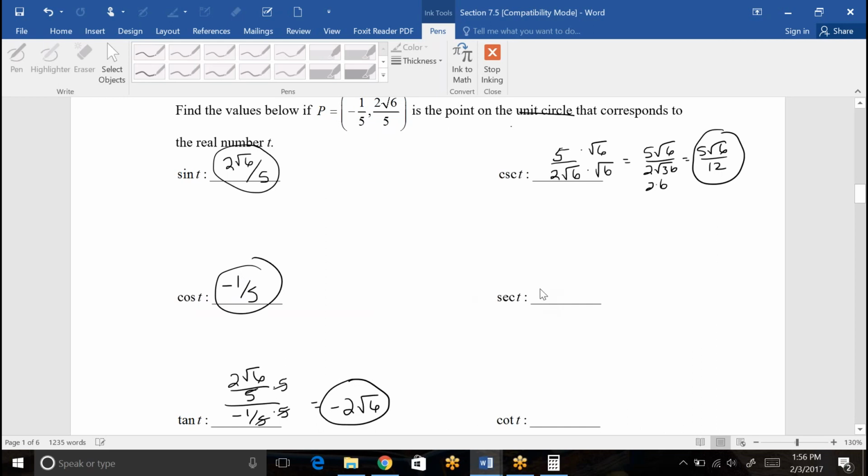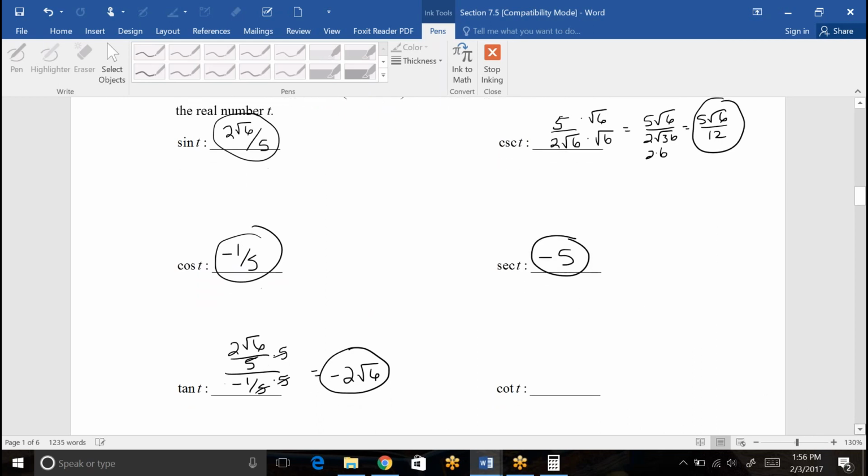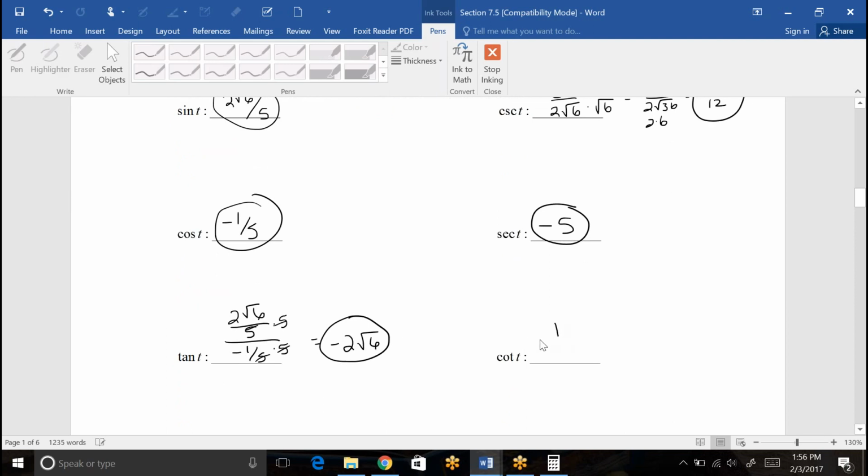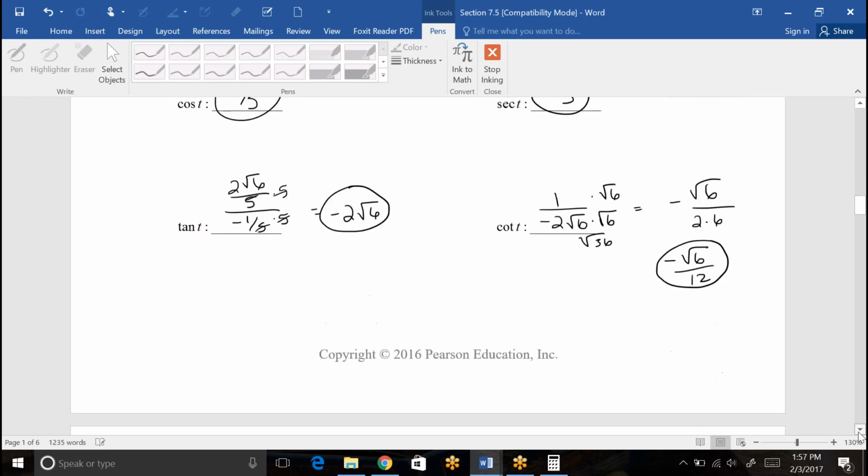Secant's just flipping cosine, so that'd be -5 over 1, which is just -5. And for cotangent, we flip tangent, which means we do get a radical in the bottom, so we need to rationalize that. Remember, this ends up being square root of 36, so that's 2 times 6, which is 12. Be careful, do not try to reduce 6 and 12 here, because this is an inside number of a radical and this is an outside number. They are not the same.